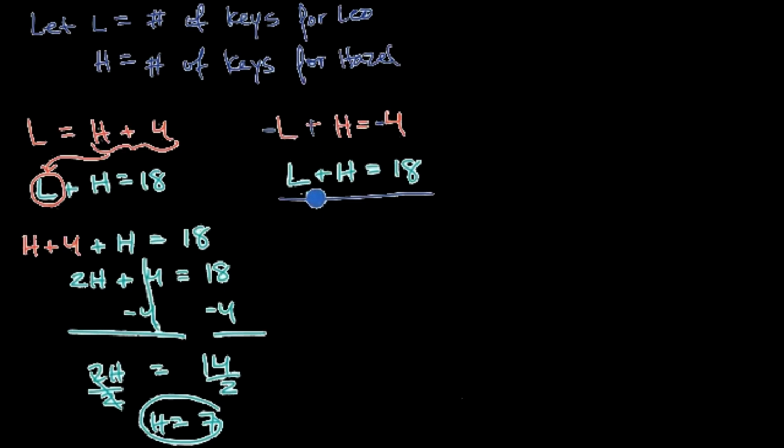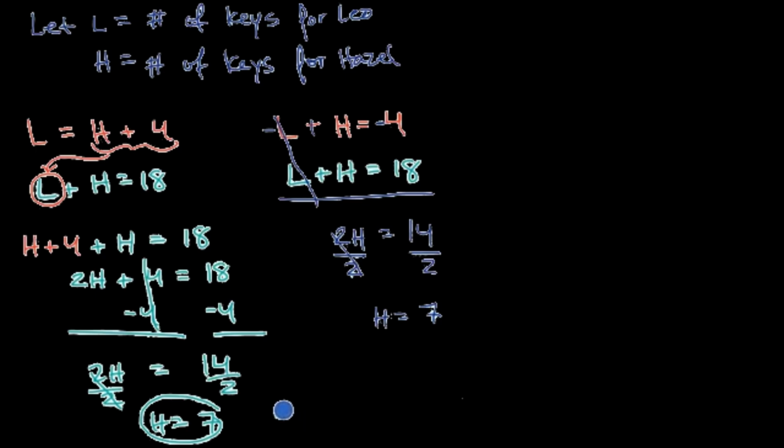And now when we add the left-hand sides, negative L plus L cancels out. H plus h is 2h. And that's going to be equal to -4 plus 18, which is 14. And then divide both sides by 2. And we get, once again, h is equal to 7.